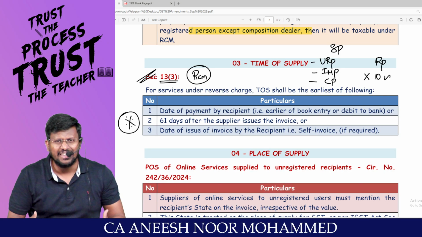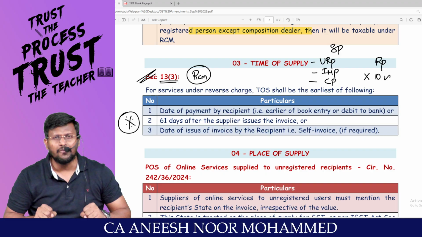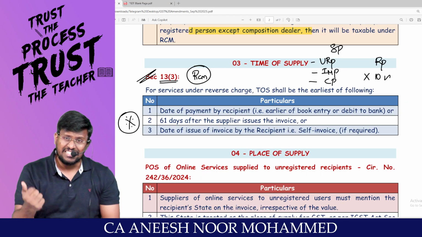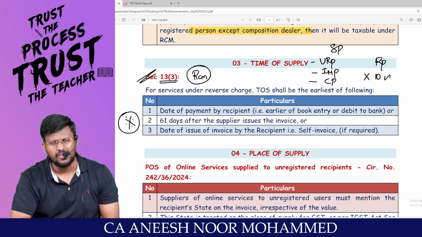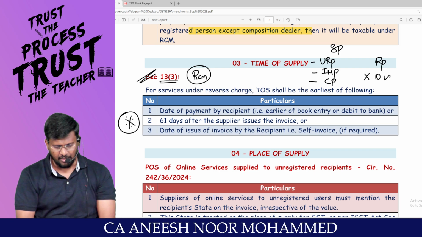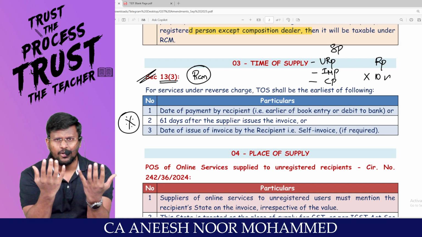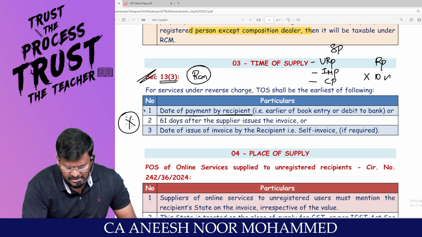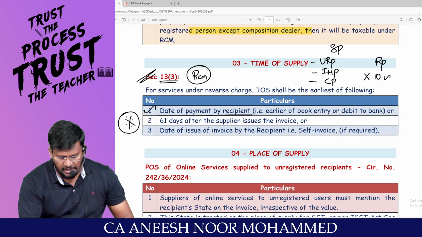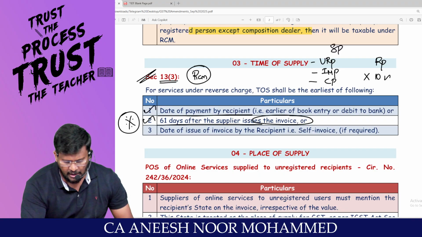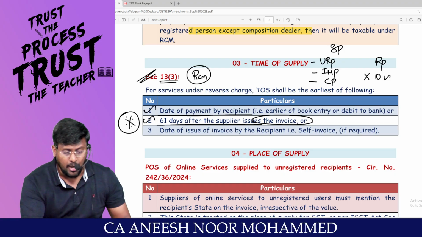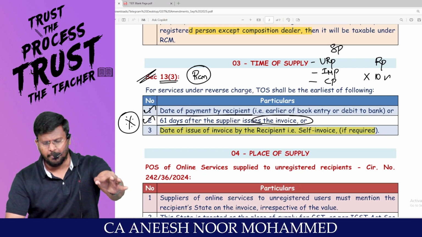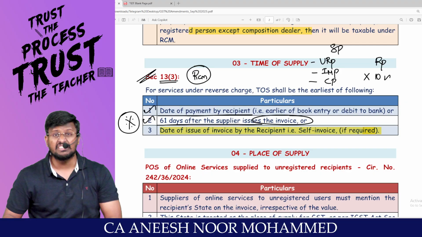What we have studied in class is the date of receipt of services, date of payment, or 61st day from the supplier's invoice, whichever is earlier. This is what we have studied. My dear lovable students, the date of receipt of services provision still holds good. Date of payment by recipient, yes, that is still correct. 61st day from the supplier's invoice, that is also correct. But they have added one more limb into it: date of issue of invoice by the recipient, if required, that is self-invoice.